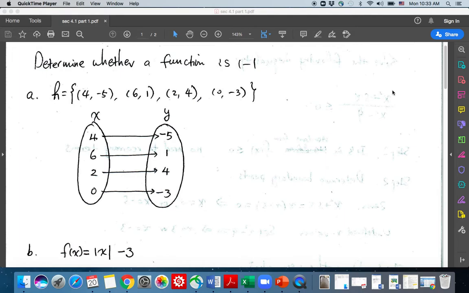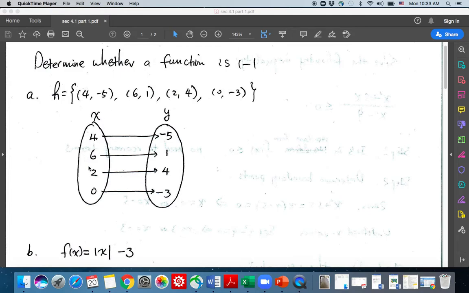Let's look at this h of x defined as a collection of ordered pairs. I do have a picture here for my h. So 4 gets mapped to -5, 6 gets mapped to 1, 2 to 4, 0 to -3.